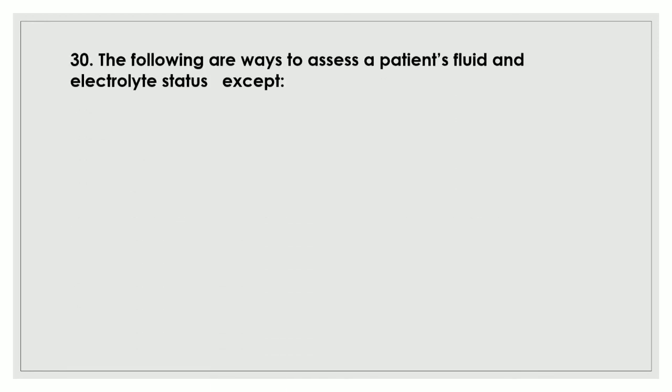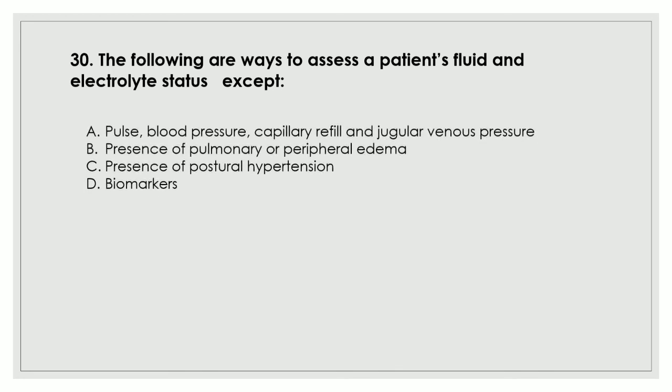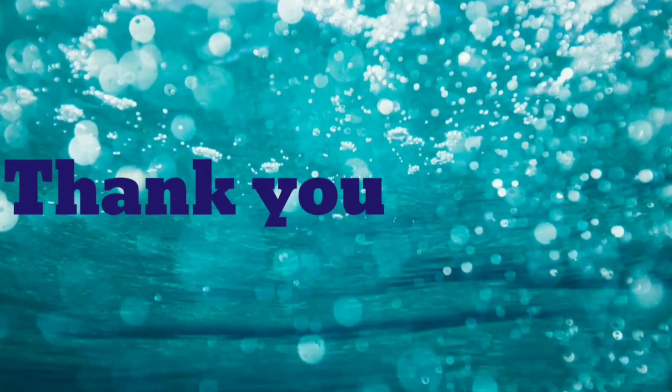Question number 30. The following are ways to assess a patient's fluid and electrolyte status except: A. Pulse, blood pressure, capillary refill and jugular venous pressure, B. Presence of pulmonary or peripheral edema, C. Presence of postural hypotension, D. Biomarkers. Answer D. Biomarkers.